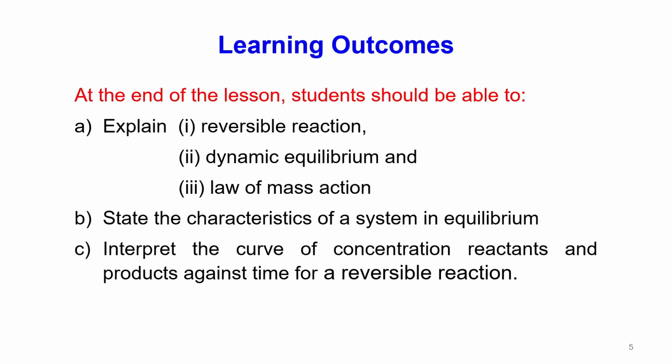So for 6.1 in lecture we are going to explain what is reversible reaction, dynamic equilibrium and also law of mass action. Okay, so this one is just for definition. And second one, state the characteristic of a system in equilibrium. So how do we know that the system is in equilibrium? There are 4 characteristics. And last one, interpret the graph for concentration of reactant and product against time for a reversible reaction.